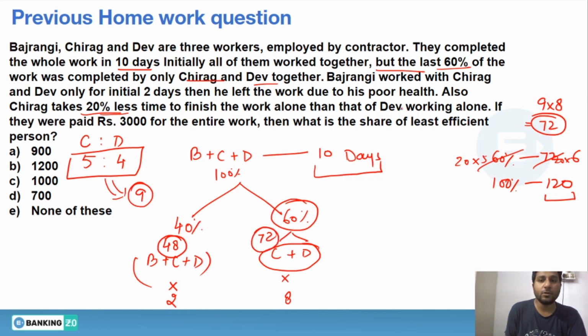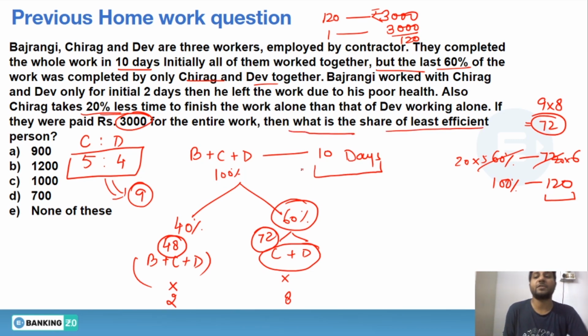And as we know, they were paid 3000 rupees. So remember that 3000 rupees they were paid. That means for 120 work they were given 3000 rupees. That means for one work they were given 3000 by 120. Now they were asking what was the share of the least efficient person. First of all, we need to find the least efficient person.